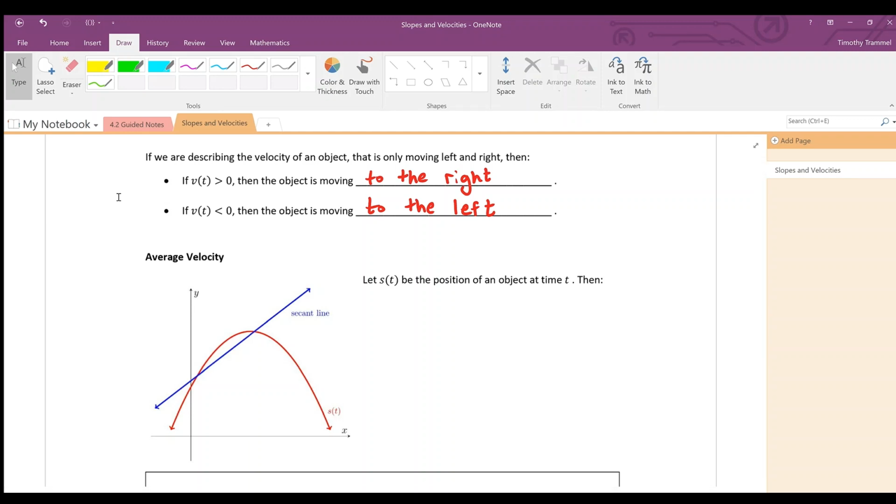Now let's move on to average velocity, and actually we'll talk about instantaneous velocity as well. But average velocity is really our velocity over some time interval. So if you were to have traveled for an hour and you traveled 30 miles in that hour, your average velocity was 30 miles per hour. Although there might be a sign associated with that depending on what direction you were headed. Okay.